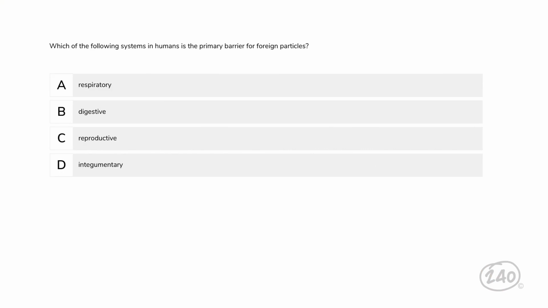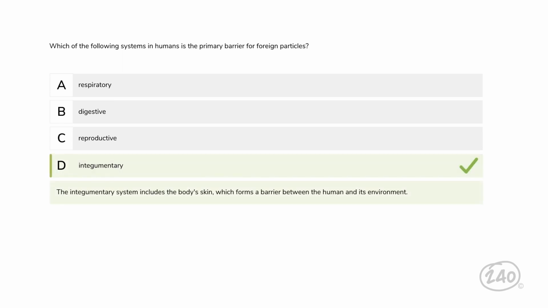And finally, let's round out our questions with one from Health and PE. Which of the following systems in humans is the primary barrier for foreign particles? Respiratory, digestive, reproductive, or integumentary? The correct answer is integumentary, because it includes the body's skin, which forms a barrier between the human and its environment. Now that's just a small sampling of practice questions to give you an idea about how these concepts are assessed on the test.